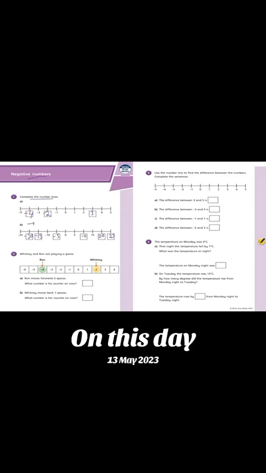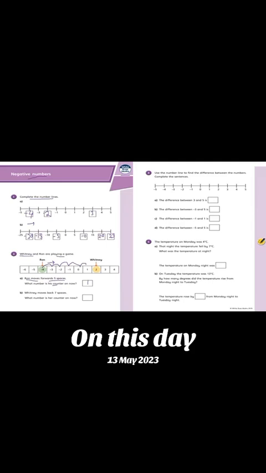Question number 2. Whitney and Ron are playing a game. Ron gets a -4 and Whitney gets a 2. Part A: Ron moves forward 5 spaces. Forward means this way. What number is his counter on now? 5 spaces, so 1, 2, 3, 4, 5. So Ron's number is now the number 1.